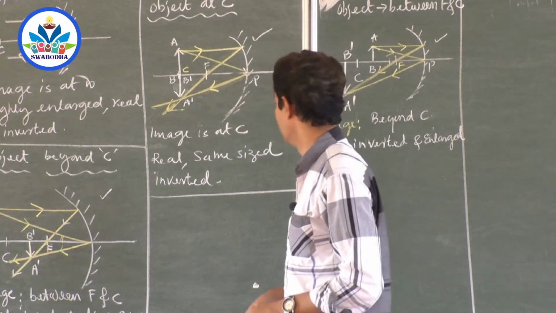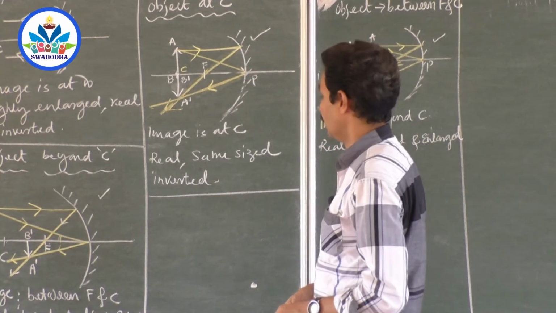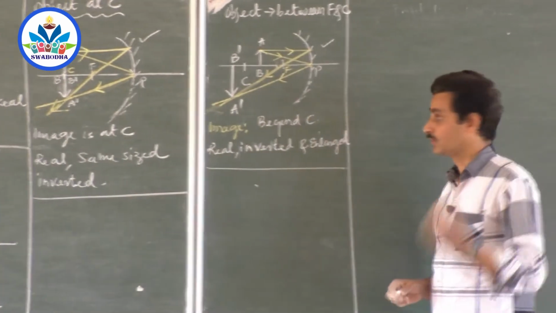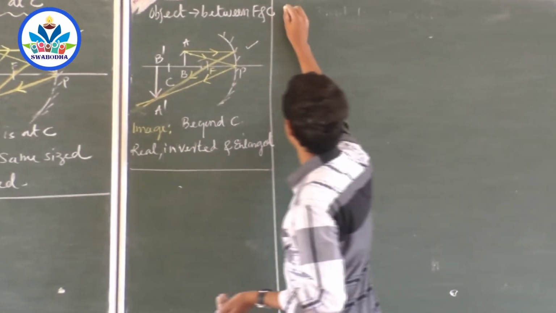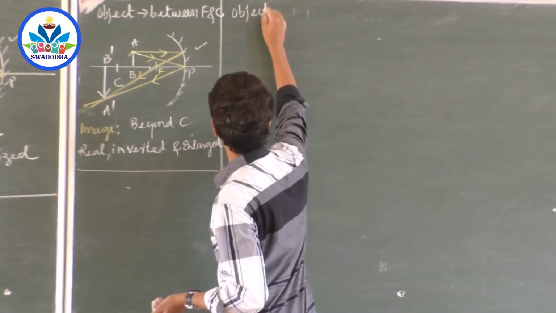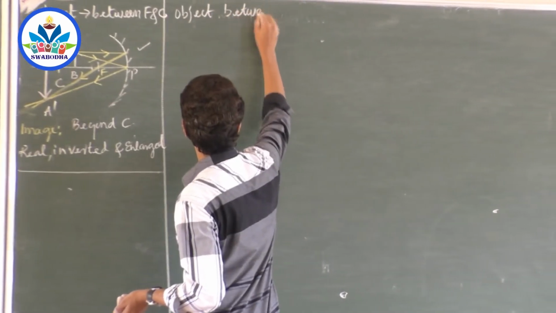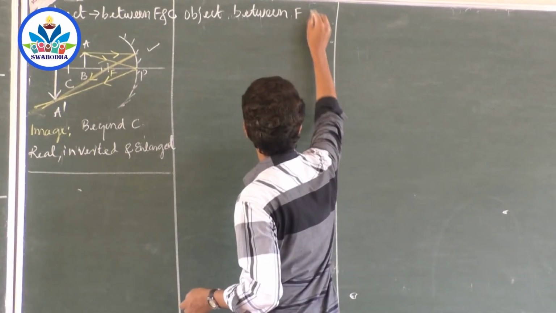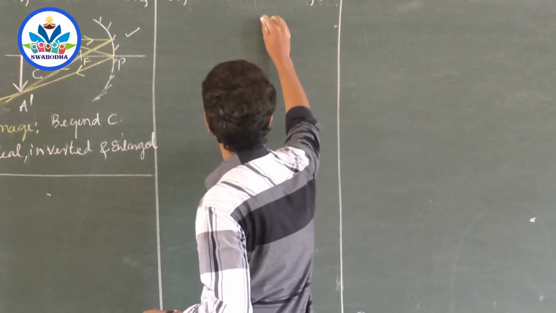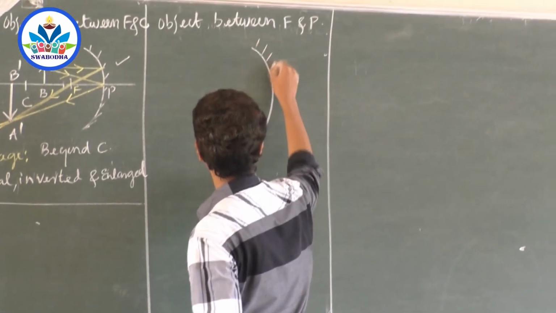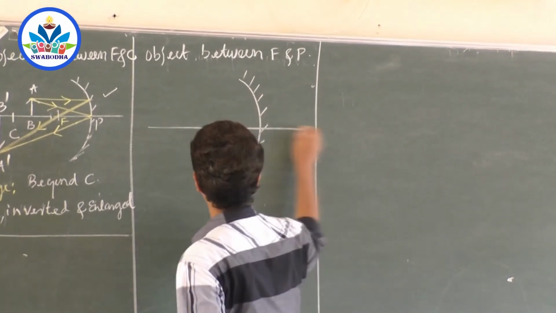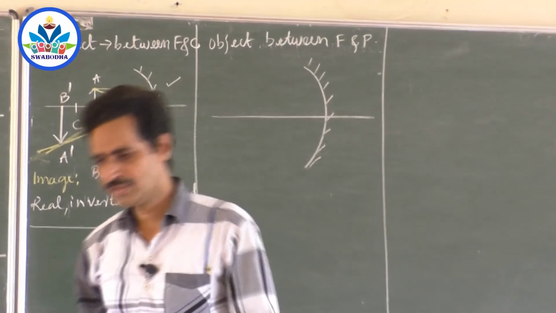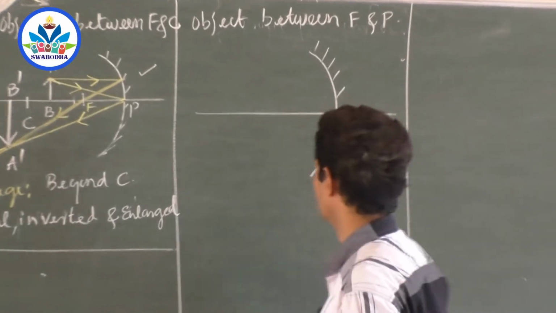Right. Now, what is that particular case where the image is virtual? Object between F and P, pole. Object between F and P. This is the special case in a concave mirror. Of course, everything is special. Everything has its own significance. But this is very, very special. What is the use of this?